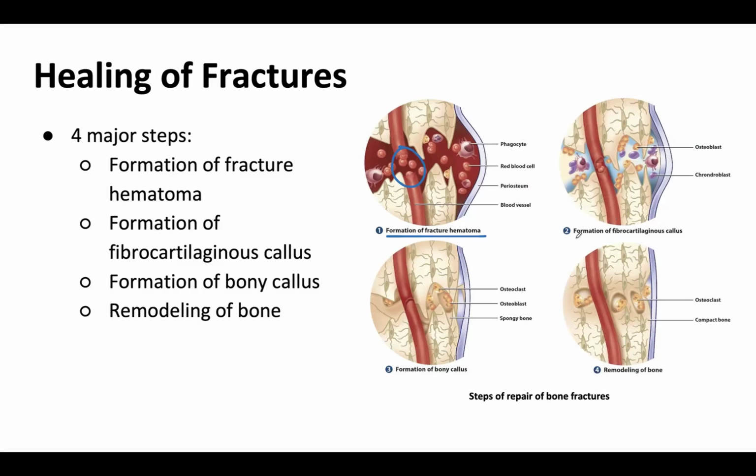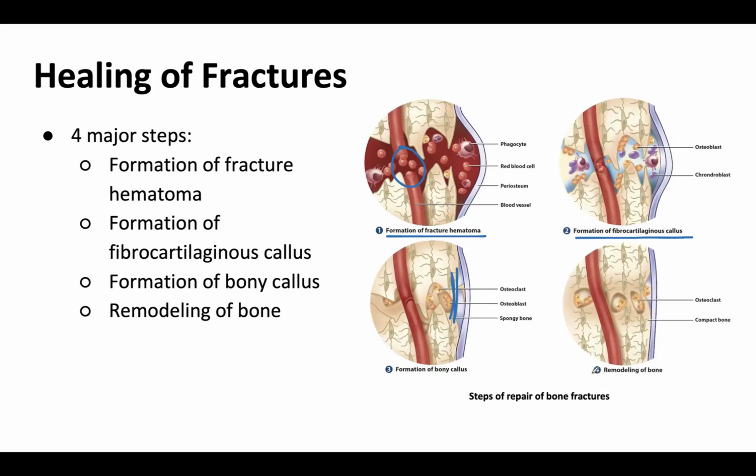Fibroblasts in the area or around the periosteum will start to deposit collagen. And some cells will differentiate into chondroblasts to produce fibrocartilaginous patches, or you may have a full fibrocartilaginous callus. Osteogenic cells will differentiate into osteoblasts, which will form a bony callus to replace the fibrocartilaginous callus. And this will serve as a temporary splint to join those broken ends of the bone together.